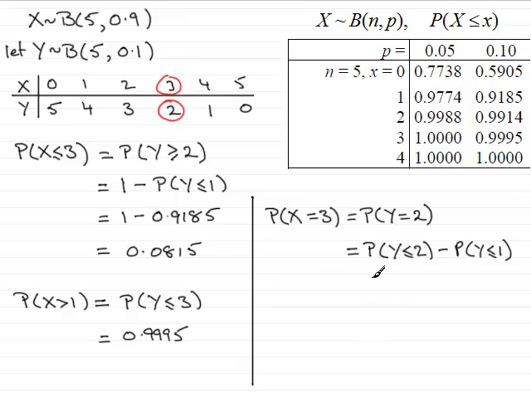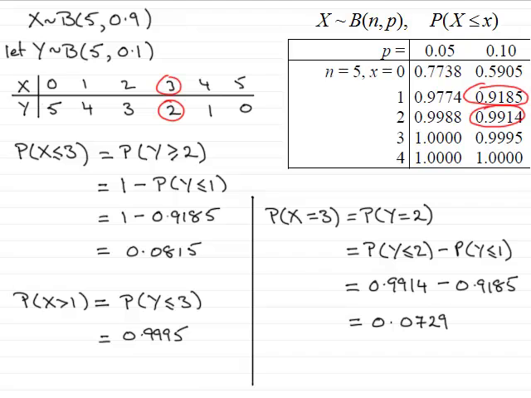So all we need to do now is just use the tables. For the probability of y being less than or equal to 2, that would be that value there, 0.9914, minus the probability of y being less than or equal to 1, that's that value in there, 0.9185. Do that subtraction, what do we get? 0.0729. There you go.